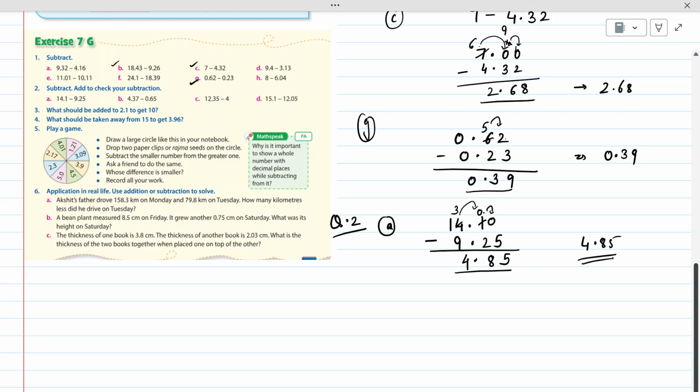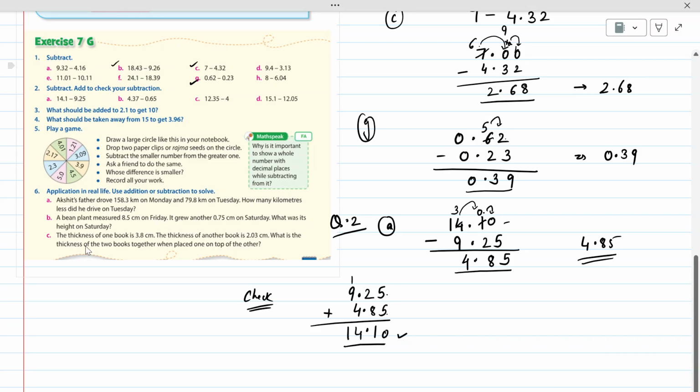This is the general subtraction we are asked to do. Also we have to check the subtraction. So kids, how can we check? We can check in this way: we add 9.25 to 4.85 and the answer should be the third number, 14.10. Let's do this. So we have 5 plus 5, 10, 8 plus 2 is 10 plus 1, 11, and then this 14. So this gives us 14.10, which is the other number. So this is how we have to do the checking of the questions.